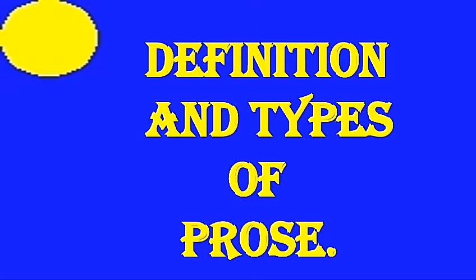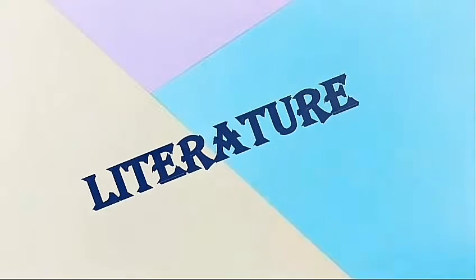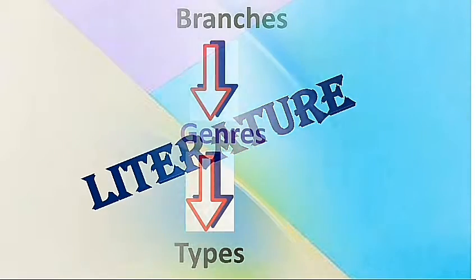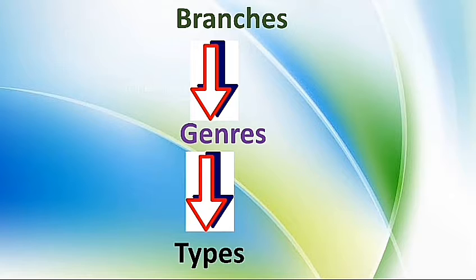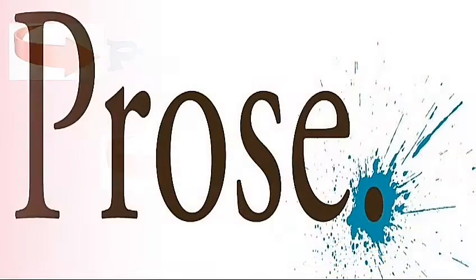In this lesson, I will be teaching you the definition and types of prose. Literature has three branches, and they are prose, drama, and poetry. The branch of literature under review this term is prose.